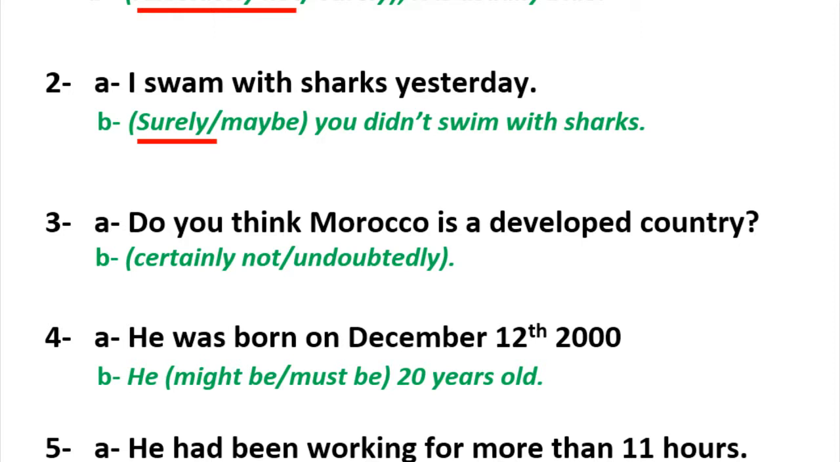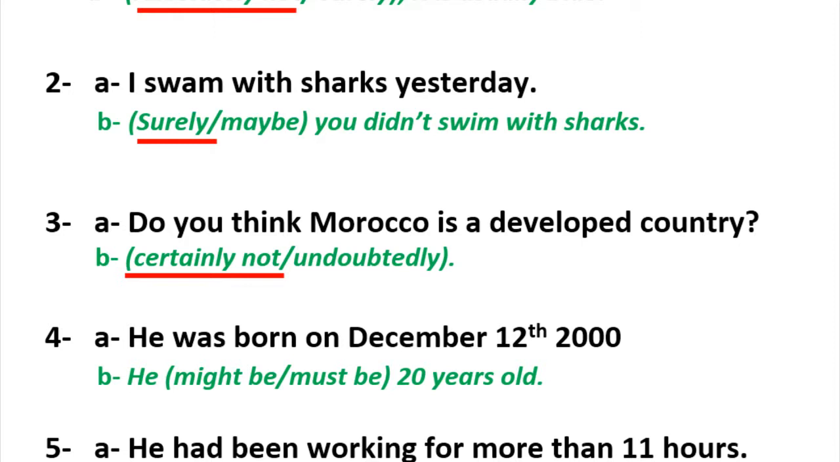Dialogue 3. Do you think Morocco is a developed country? Developed country means a rich country. So Morocco is not a developed country. B. Certainly not, or undoubtedly. The right answer is certainly not. Morocco is not a developed country. It is a developing country.